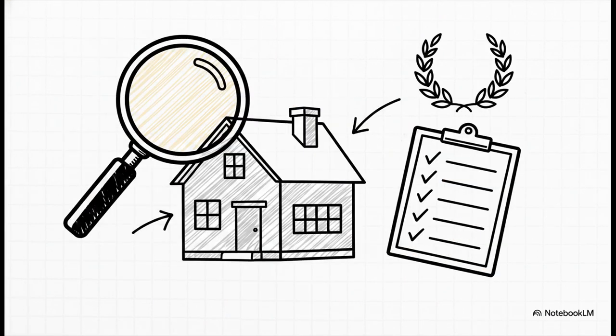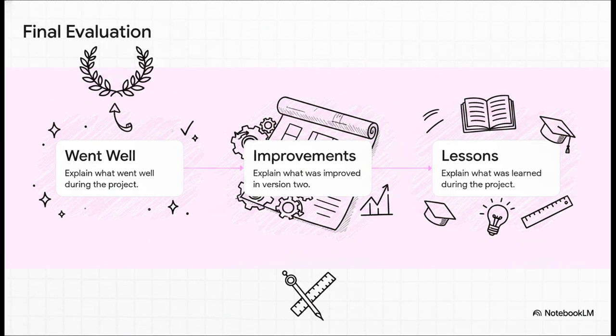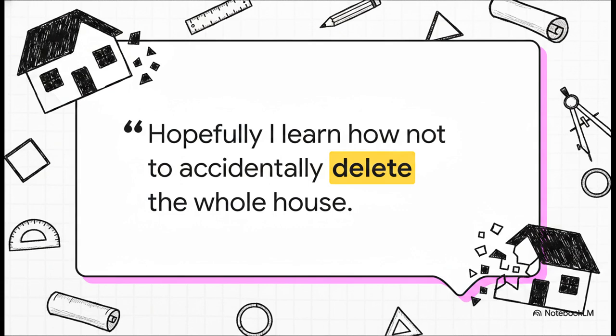Finally, step 4, the big evaluation. It's time to look back and honestly review the whole design journey. We figure out what went well, what definitely needs improving, and what we actually learned for next time. Like Jaden, hopefully you learn the hard way how not to accidentally delete your entire house model.